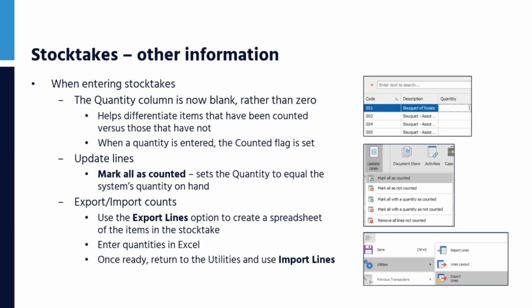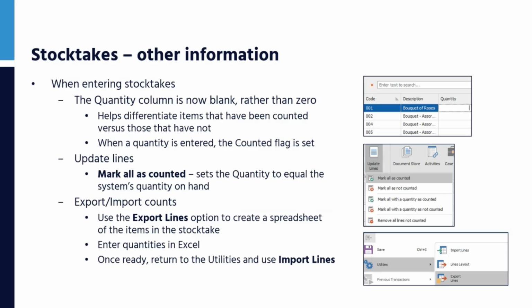And just a few more bits and pieces about stock take. We have also changed it now so that the quantity column is blank. It used to be 0 if you hadn't touched it. And the problem therein was that it was difficult to distinguish between items that are being counted at 0 versus items that hadn't been counted, even though there's a counted flag as well. It just got pretty hard to manage.